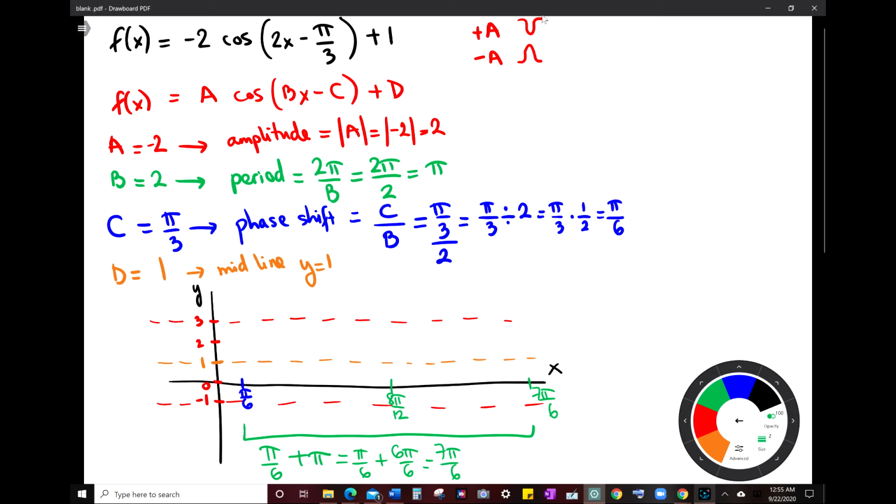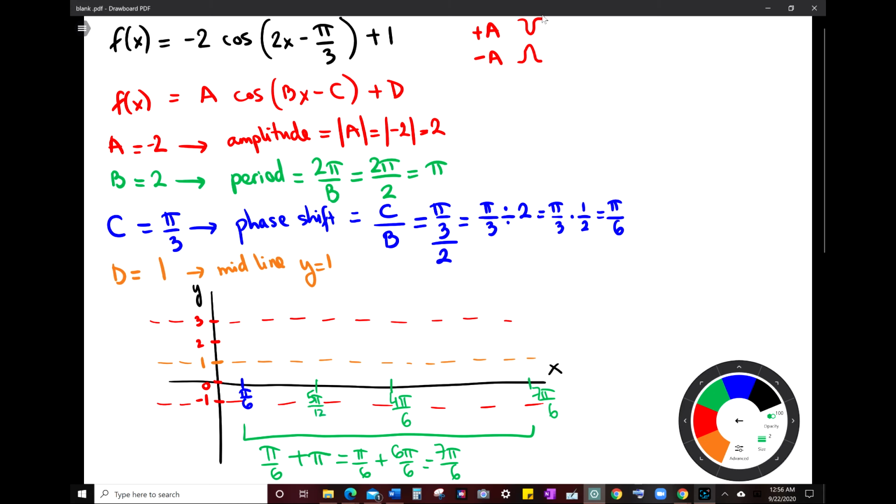And then next, I need to find the midpoint between pi over 6 and 8 pi over 12. I do the same thing: pi over 6 plus 8 pi over 12. I need to find a common denominator, and after that, I divide it by 2. So I can reduce 8 pi over 12 by 2, so I get 4 pi over 6. And then now I can take that 4 pi over 6 plus pi over 6, which is 5 pi over 6, divided by 2. It gives me 5 pi over 12.